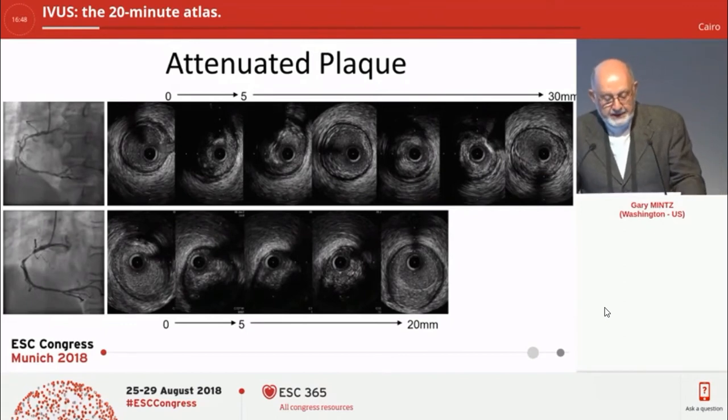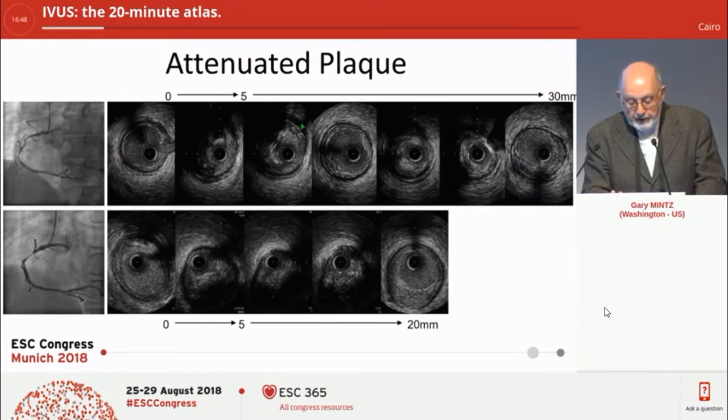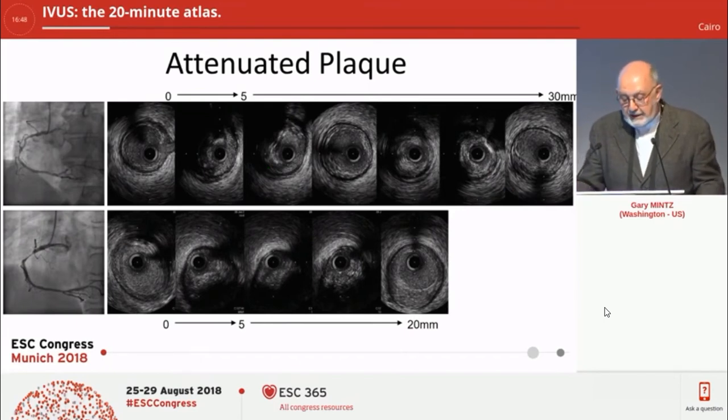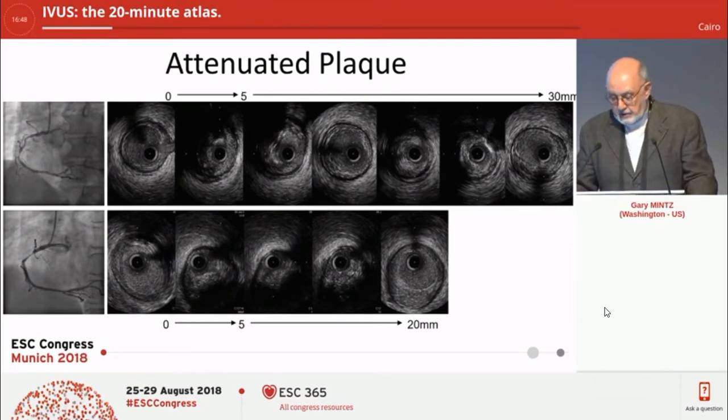And then there's something called attenuated plaque. Attenuated plaque is hypoechoic plaque, which means it is less dense than the adventitia and often, quite frankly, black, but you do not penetrate to the adventitia, so it's hypoechoic, it's not reflective, but you don't see the adventitia. And this indicates an unstable plaque, usually a thin cap fibroatheroma, and a plaque that is at increased risk of distal embolization when you implant a stent.